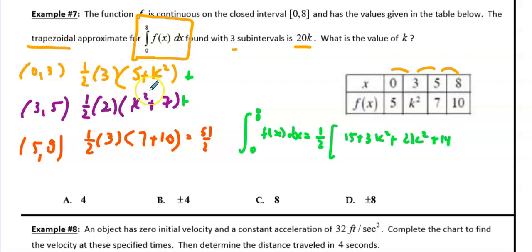So I just distribute the 3 here. I distribute the 2. Remember, I've already pulled up the 1/2. So I'm just going to add this plus this plus this. And then we've already decided that this is 51.